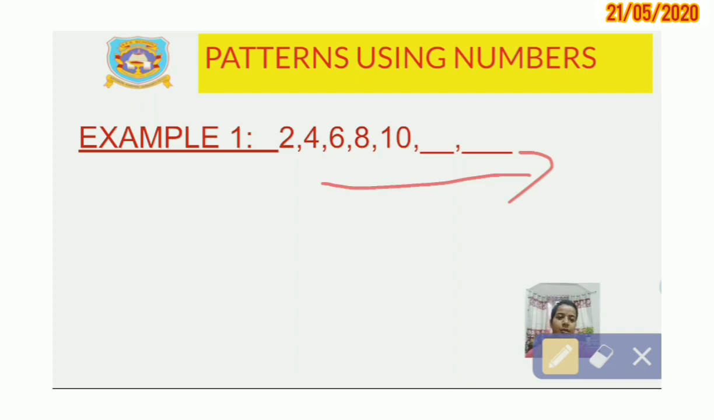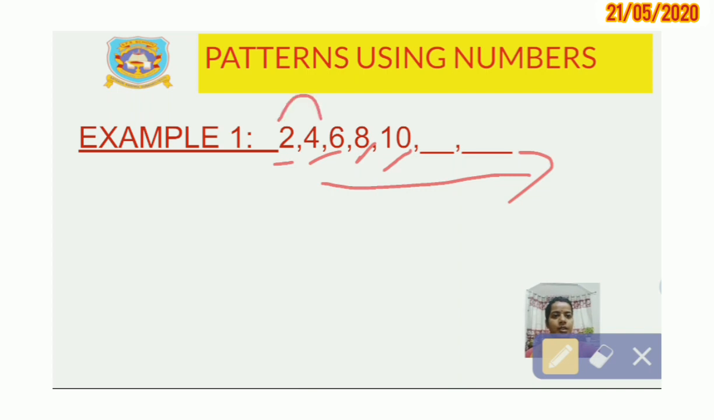So what is the value, dear students? Look at the example very carefully. Okay, let me help you. In the given pattern, the first term is 2. The second term is 4. The third term is 6. The fourth term is 8. The fifth term is 10. So this pattern has numbers increasing by 2.